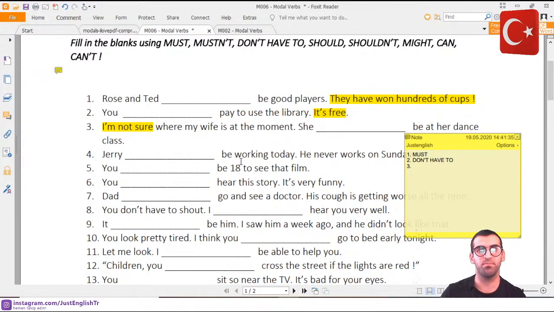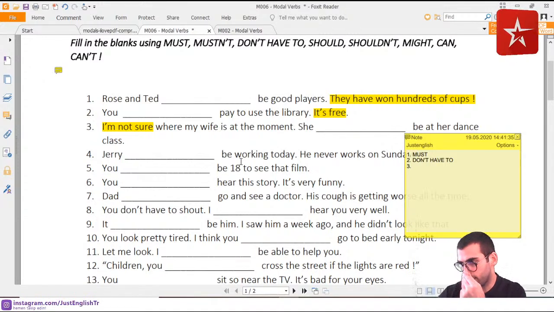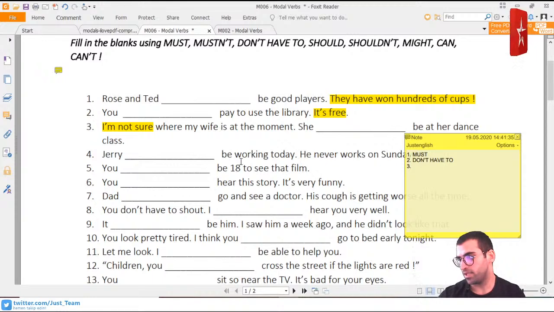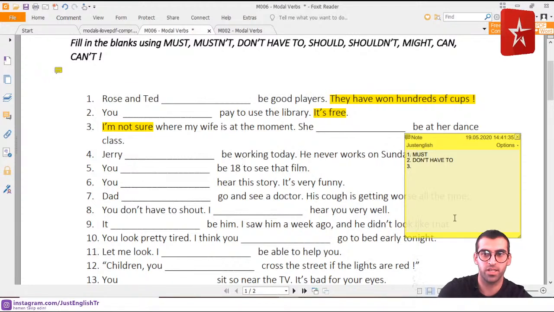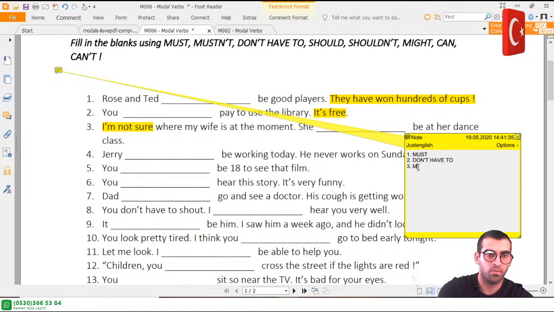Yes, she might be at her dance class. Yes, might be is a correct answer. Let me check your answers. Who wrote might? Ceyda, Dilara, Sıla, Ahmet, Duygu, Arten. Ceyda wrote number 4. Ali says should, not should, it must be might. Gamze says might. Yes, might is a correct answer for number 3.